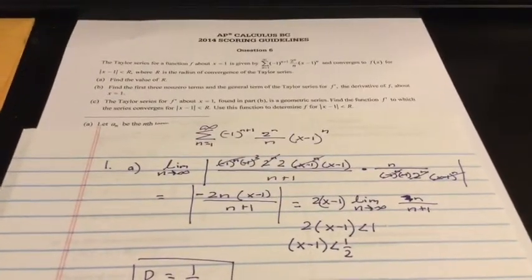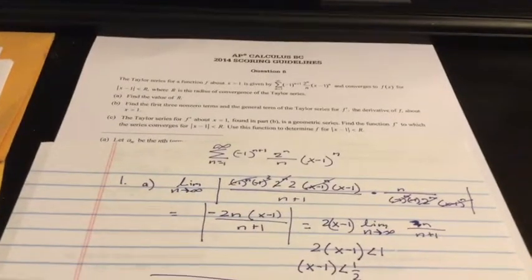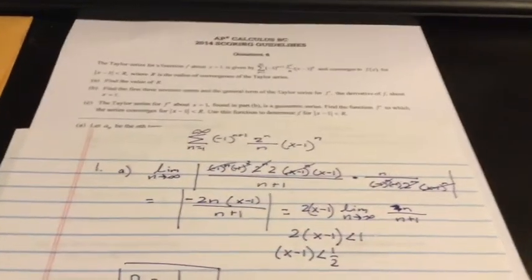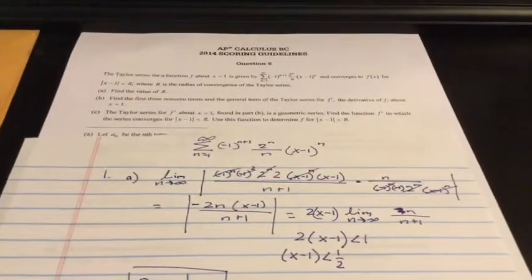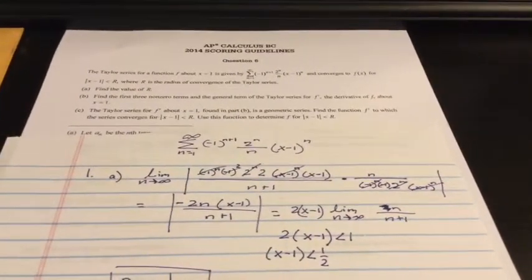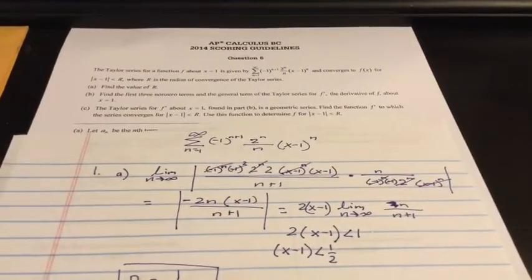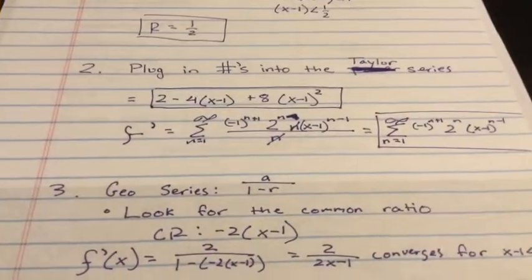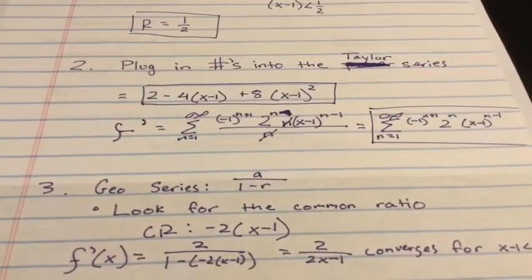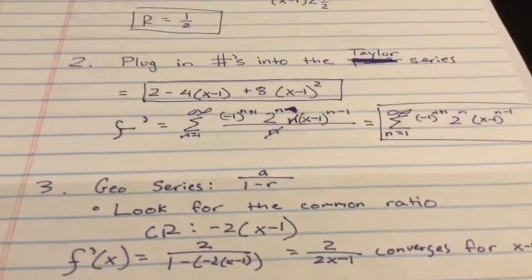So guys, right now I know what you're thinking. You're thinking that, oh, this is a very tricky problem and that you cannot do this. But actually it's not that difficult. The question tells us that it is a geometric series. And what do we know about geometric series? We're trying to find the function to which the series converges for x minus 1 less than r. So we can see that the geometric series is always in the form a over 1 minus r. A is the starting term over 1 minus the common ratio.